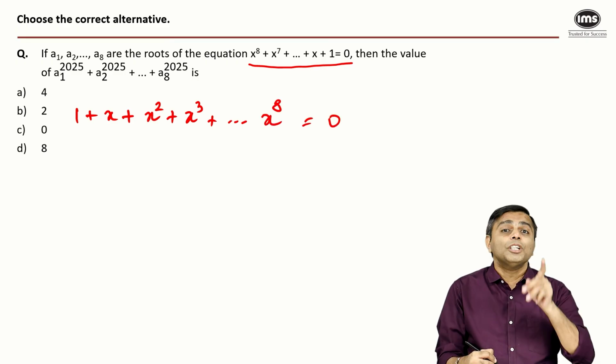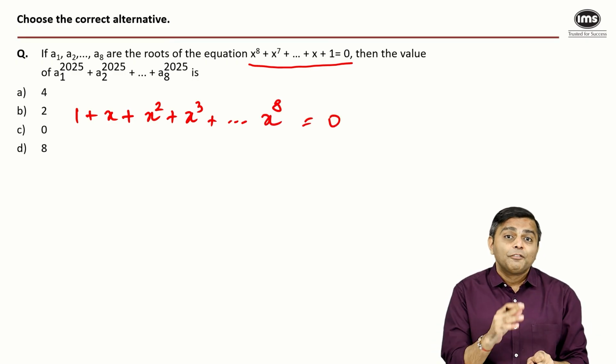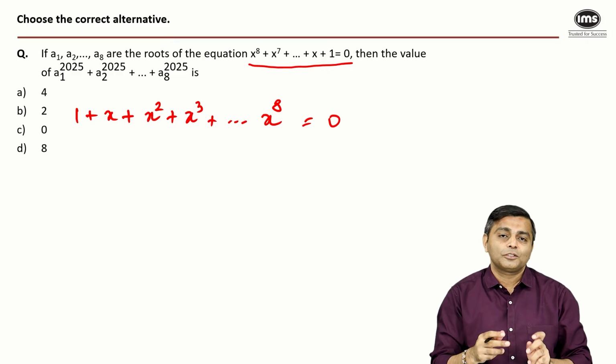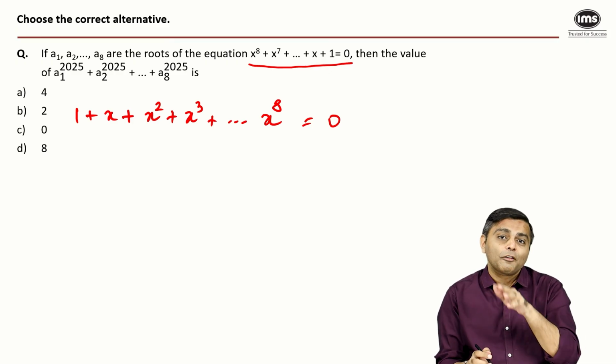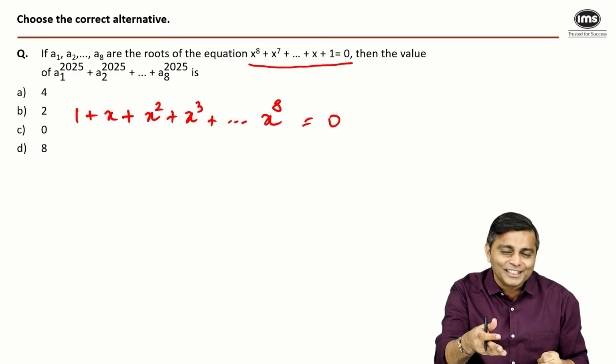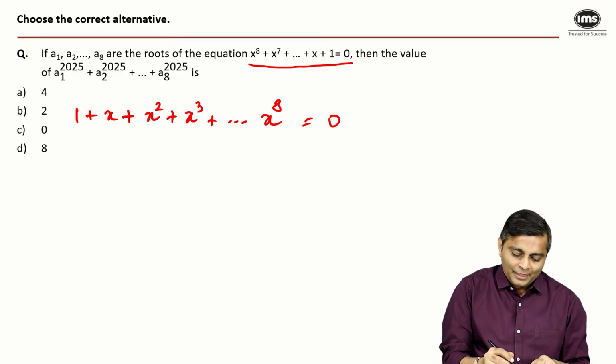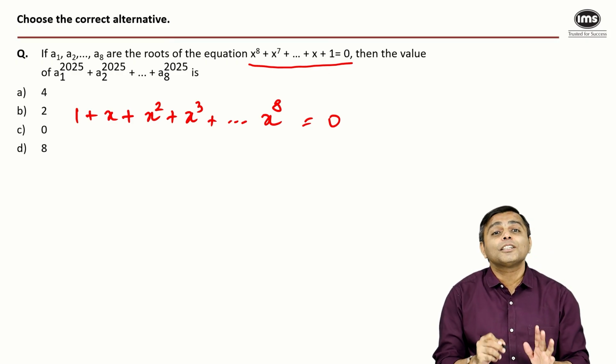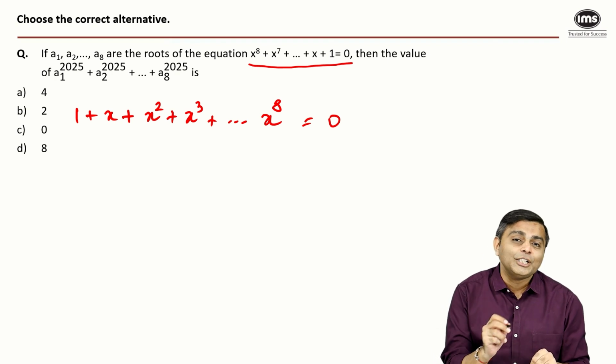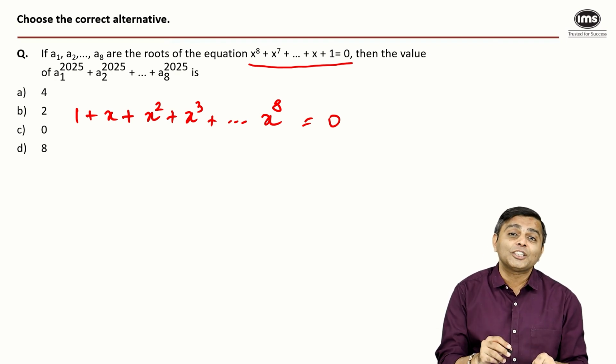This is equal to 0. This should tell you something. If you were not able to crack this question in the actual exam when you took it, or if you're seeing this question for the first time, the moment I reverse this should tell you something. If you look carefully, this is nothing but what? A GP. It's a GP with a common ratio of x.